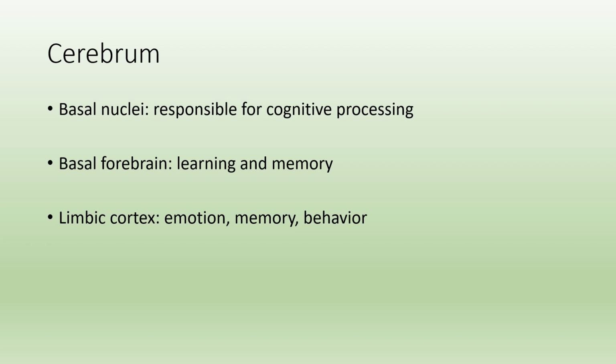Within the cerebrum, deep within, we have areas that are known as the basal nuclei, the basal forebrain, and the limbic cortex. Each of these have specific functions. In general, the basal nuclei are responsible for a lot of the cognitive processing of information. And then the basal forebrain is involved with learning and your memory. The limbic cortex involves a lot of memory as well, behavior aspects, and emotions.